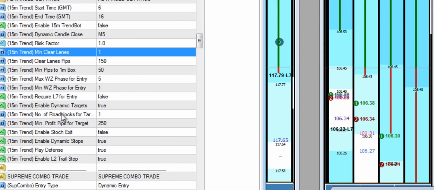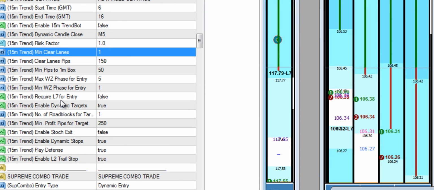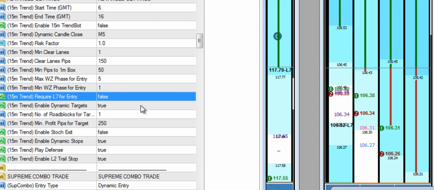And I think that's it, guys. Require L7 for entry. That just pretty much means it's kind of like the 5-minute trend requiring a 1-minute white zone. Well, this is a 15-minute trend requiring an L7. But the cool thing is, for this condition, here I'm highlighting the wrong one. It's this one. It just means an L7 has to be somewhere in the level. So you have your 15-minute box. But if you have an L7 on the hour, on the 1-minute, or on the 5-minute, then this will work. So it's just beefing up your level with an L7, a nice strong L7 in your entry level.